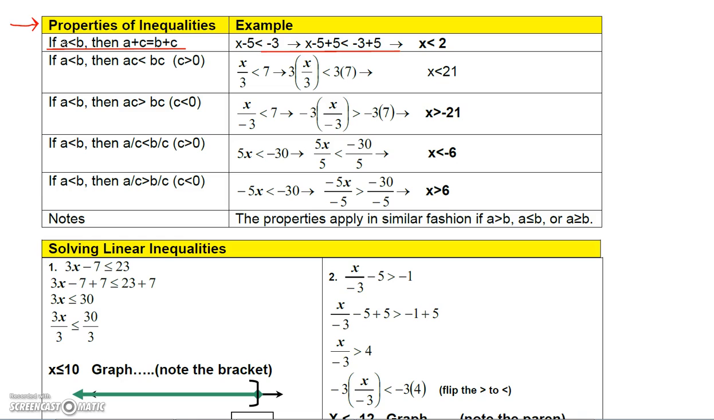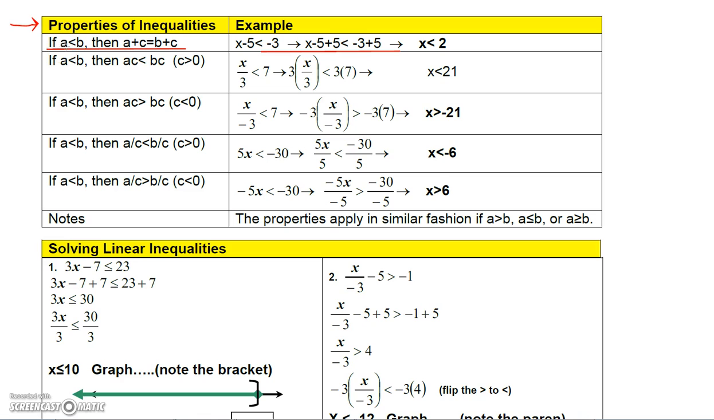The key is to be consistent throughout the problem. If you start with less than, then you want to finish with less than in most cases. And if you start with less than or equal to, you want to finish with less than or equal to. The reason I said in most cases is obviously when you multiply or divide by negatives, it'll flip the inequality over, which we'll see in a minute. But let's start with less than.